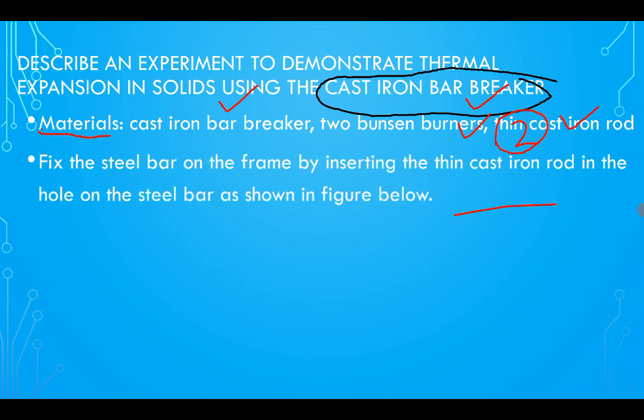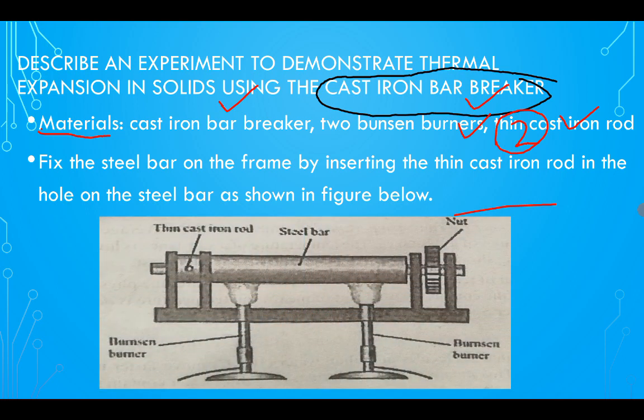So fix the steel bar on the frame by inserting the thin cast iron rod in the hole on the steel bar as shown. So this is the setup. Depending on the nature of the question, you may not have to draw this one, but drawing it will give you a competitive edge in terms of marks. You may earn yourself more marks by drawing this.